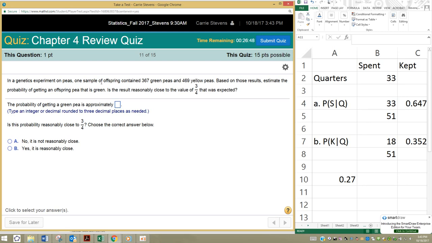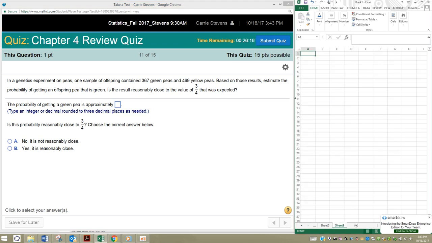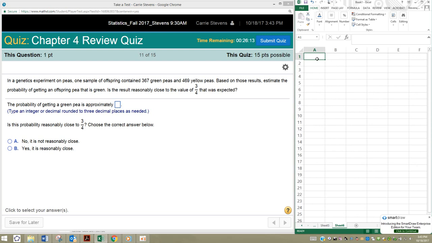In a genetics experiment on peas, one sample of offspring contained 367 green peas and 469 yellow peas. Based on those results, estimate the probability of getting an offspring pea that is green. Is the result reasonably close to 3/4 that was expected? Okay, so what's the probability of getting a green pea? Let's see. 367 green, 469 yellow. Okay. So then in my sample here, I have green peas, I have yellow peas, and then I have a total.